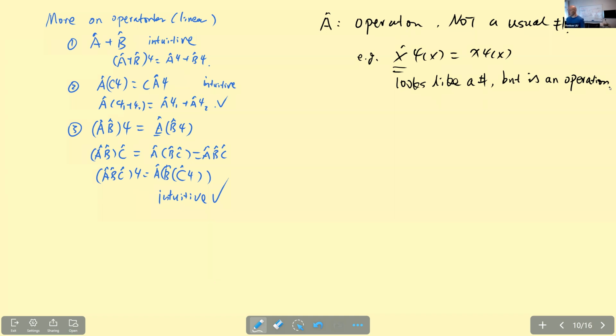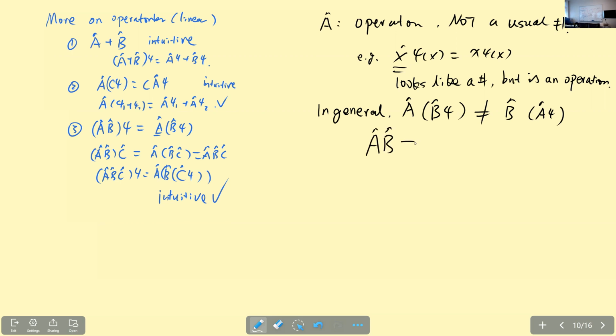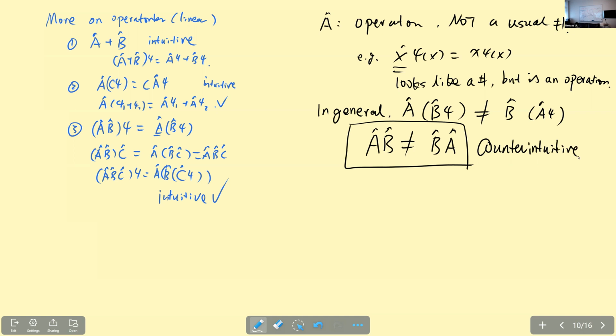To show this, there's an important counterintuitive thing. In general, you acting B on psi first and then acting A is not equal to you acting A first and then acting B. So this is different from numbers. That means AB is not equal to BA. This is something very counterintuitive. It's so abstract. Let us consider a simple example.